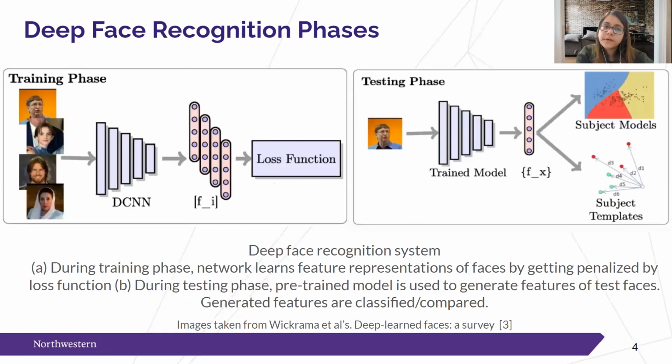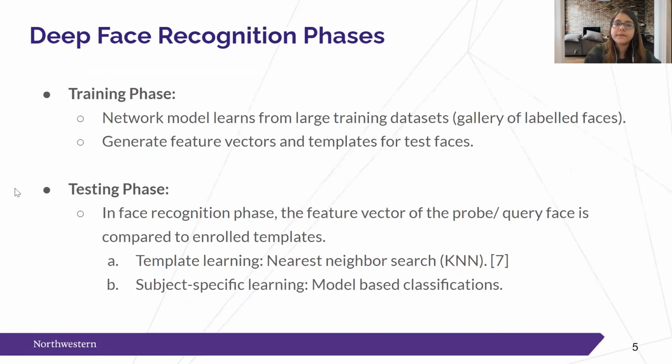So deep face recognition has two phases: the training phase and the testing phase. In the training phase, the network learns feature representations of the faces, and it gets penalized by the loss function. So it rejects the false positives, and it only selects the best matches in each iteration or each stage of training. And during the testing phase, the model itself generates new features, and then you classify them with the results obtained in the training phase, and you figure out how close you are. So this is how it goes on, and these are the two phases.